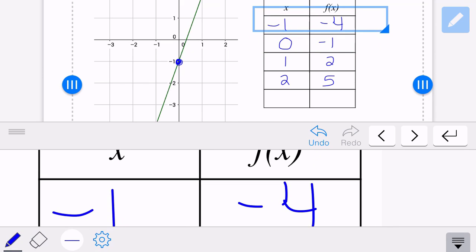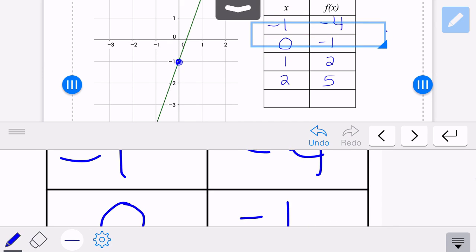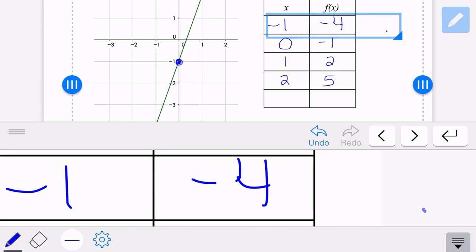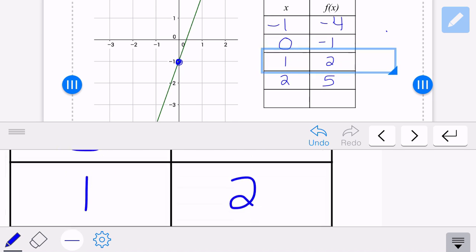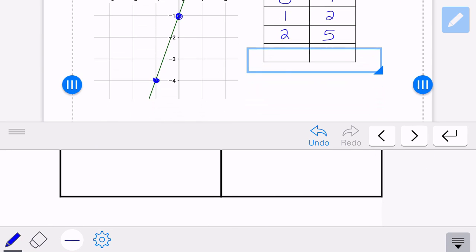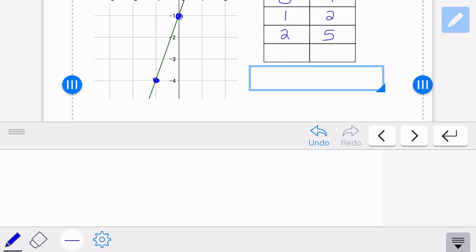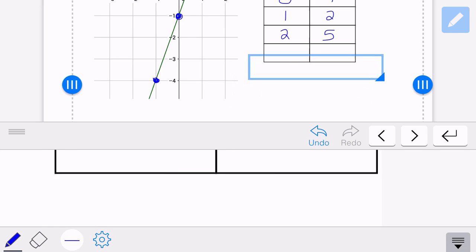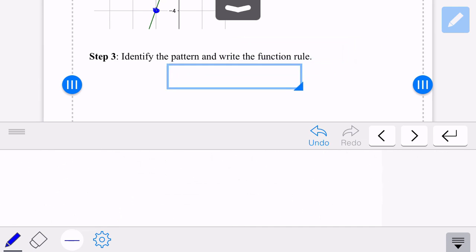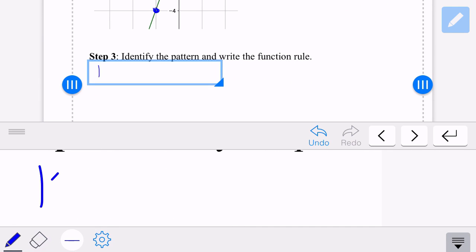Maybe we should check, is this linear or nonlinear? This time we don't necessarily have to check the table. We can just look at our graph. Is it linear? Yep. So it should have just an x in it. We just have to figure out what's going on with that x. So let's write down some of the stuff that we know here. We know it's linear.